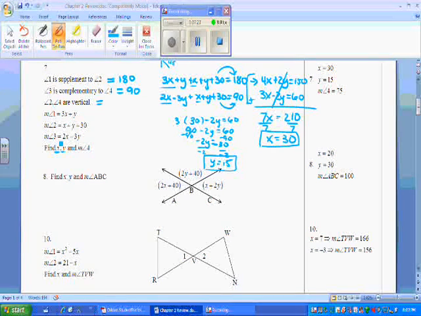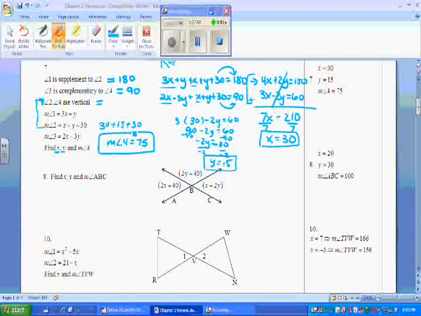And then the measure of angle 4. Well, we don't have it to plug into. But what do you know? Angle 2 is equal to angle 4 by this statement up here. So let's plug it into angle 2. So we got 30 plus 15 plus another 30. So the measure of angle 4 ends up equaling 75. And we're done with question 7.